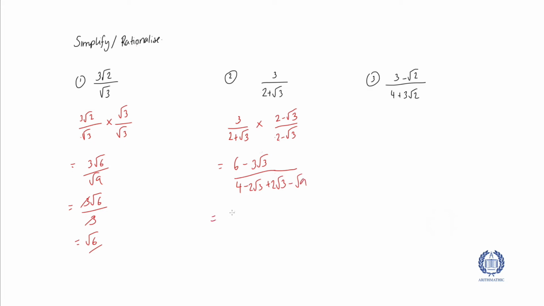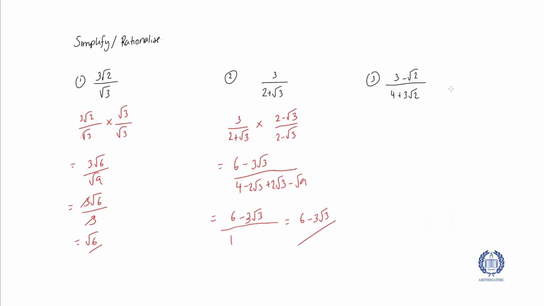So if we simplify this, 6 minus 3 root 3 over, so root 9 is 3. 4 minus 3 is 1, so we're left with 1 here. And then minus 2 root 3 plus 2 root 3 gives you 0 because it cancels out. So essentially you're left with 6 minus 3 root 3 over 1, which is the same as saying 6 minus 3 root 3. And that's your answer.